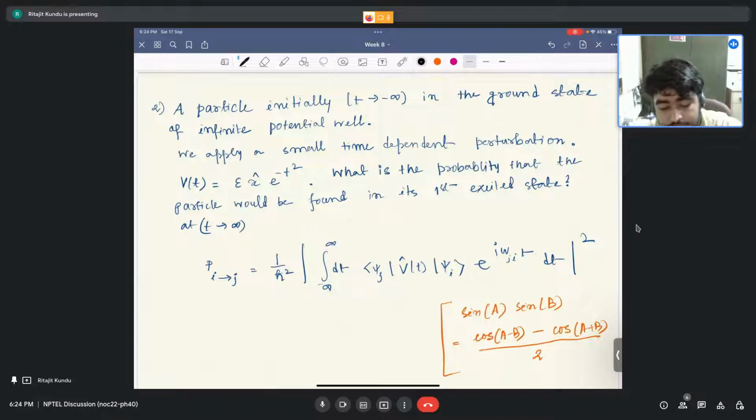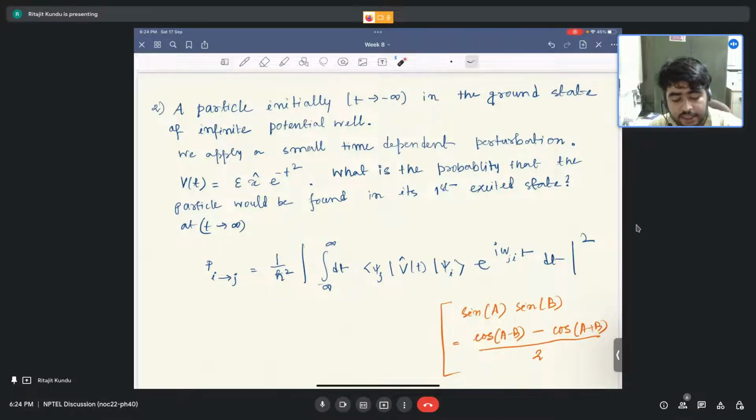Here what we are looking at is a particle at t equal to minus infinity, that means in the far past, in the ground state of an infinite potential well. Now we apply a small time dependent perturbation. Smallness here means that it is much smaller than the energy difference between two consecutive states. This is the time dependent perturbation, and epsilon here is a small parameter.